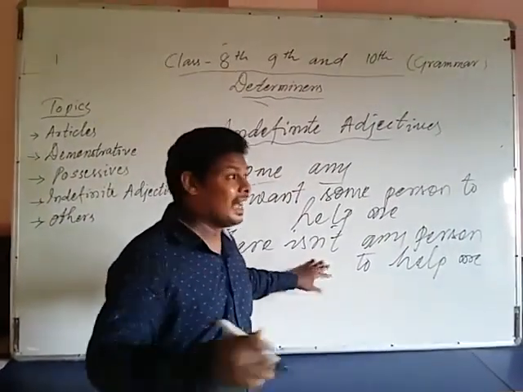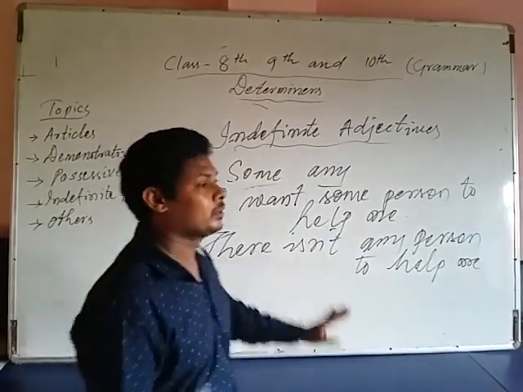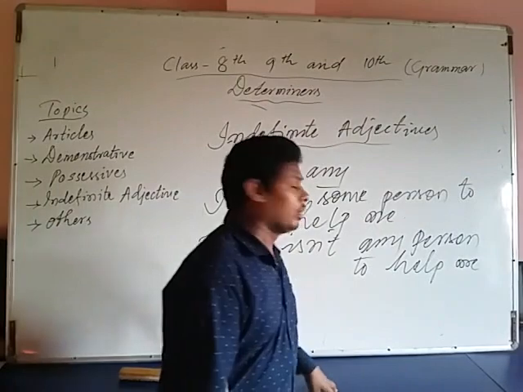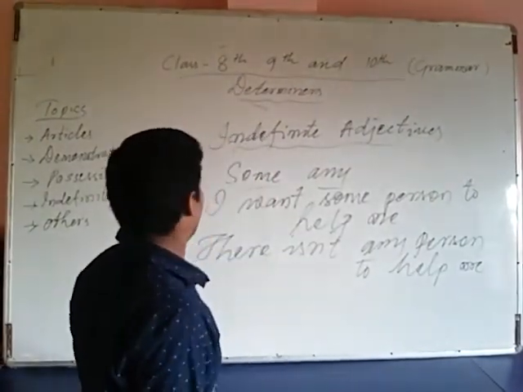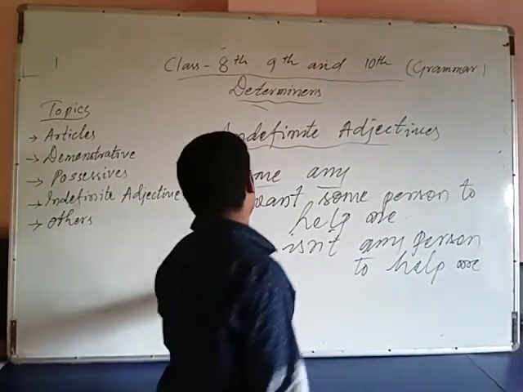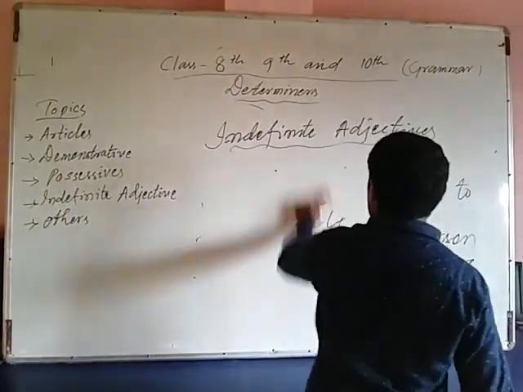So to deny, or to express a negative sense, we say that there is no one to help me. So this way some and any are used as indefinite adjectives, as determiners.